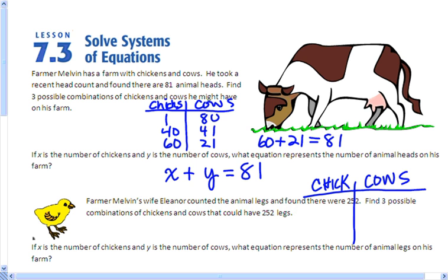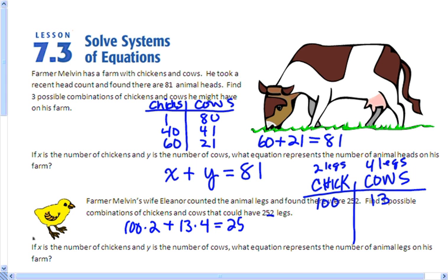And so we have to think that all of our chickens have 2 legs and all of our cows have 4 legs. So let's just say, for instance, maybe we have 100 chickens. That means we have 100 times 2 legs on those chickens, which is 200, which leaves 52 legs left for my cows. So I'm going to do 52 divided by 4, and I find that I have 13 cows. And just to check that, I would do 100 times 2 plus 13 times 4, and that has to equal 252.